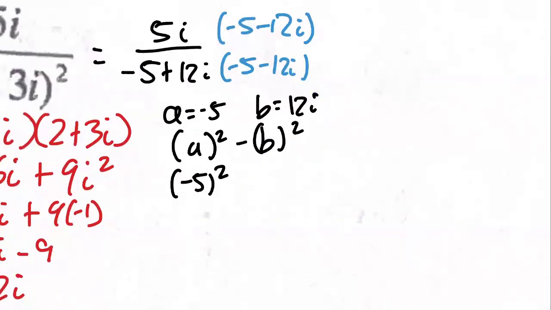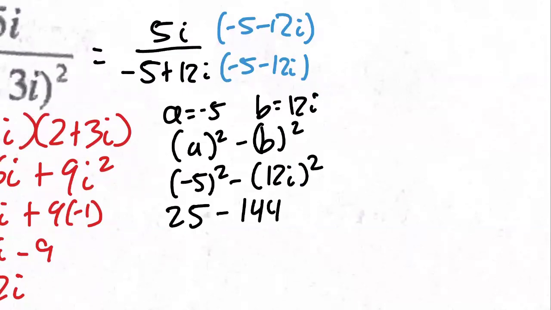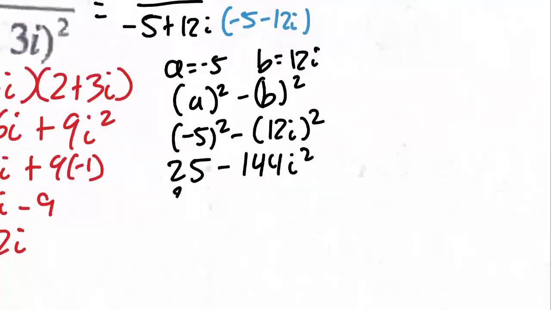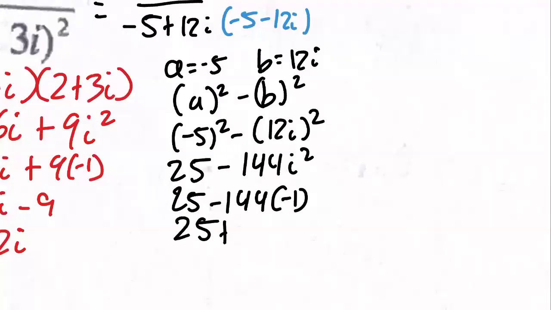So -5 squared minus 12i squared, positive 25 minus 144i squared, which is equal to 25 plus 144, which is 169. Double check my math because I'm doing it in my head.